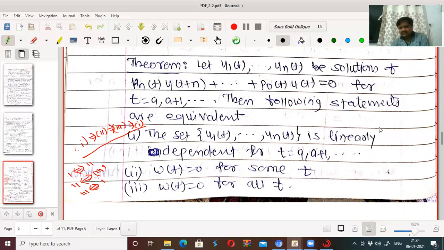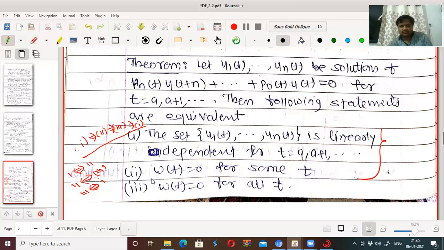The same result was in differential equations: the solutions U1 T up to UN T are linearly dependent if and only if the Wronskian is equal to 0 for all values of T. Now we know that these two are obviously equivalent. W T equal to 0 for some T implies W T equal to 0 for all T. Conversely, W T equal to 0 for all T implies W T equal to 0 for some values of T. Otherwise it is not false, because it is the determinant there.